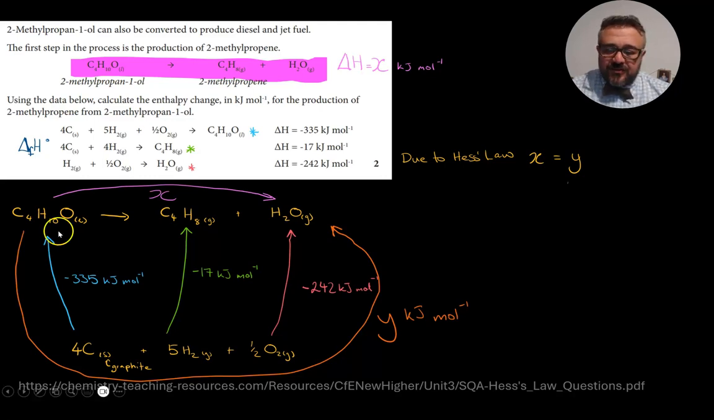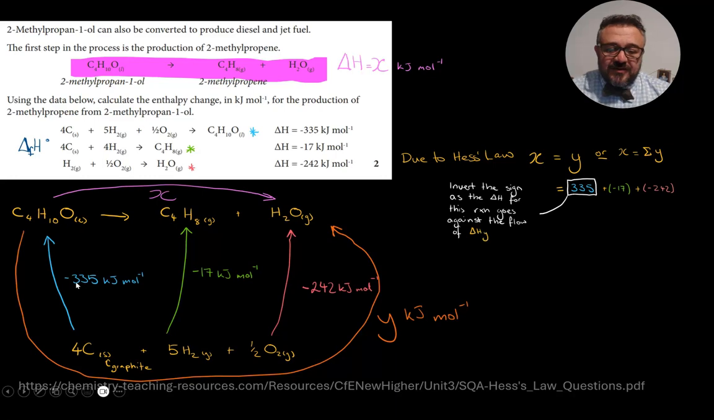So due to Hess's law, X equals Y, or X equals the sum of Y's, because it's a stack in there. So it equals 335 plus minus 17 plus minus 242. But you notice again we flip the sign here, and that's because it's going against the flow of delta H Y. And yeah, so we just add those together. Boom, done.